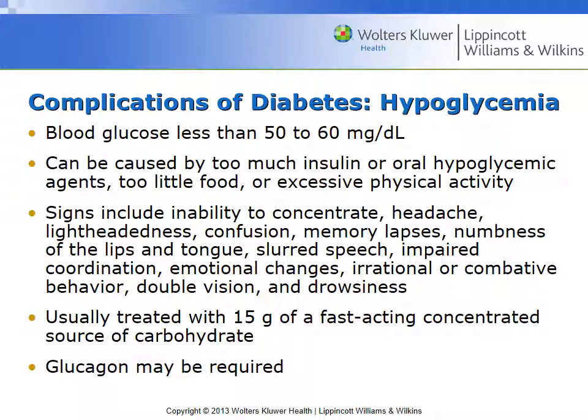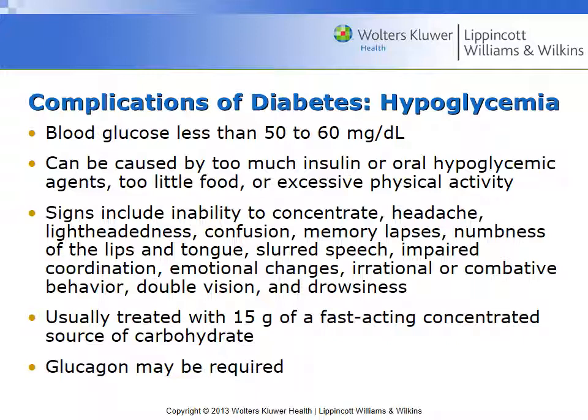Complications of diabetes. Hypoglycemia. Hypoglycemia is a blood glucose less than 50 to 60 milligrams per deciliter. It can be caused by too much insulin or too many oral hypoglycemic agents or high doses of them, too little food intake by the patient, or excessive physical activity such as exercise or strenuous work on the part of the patient.